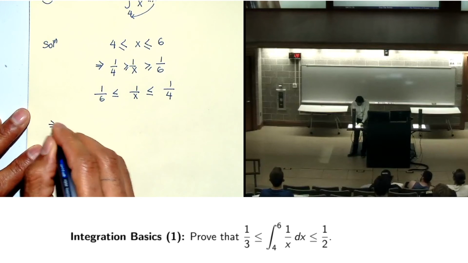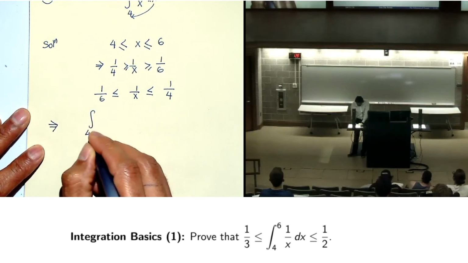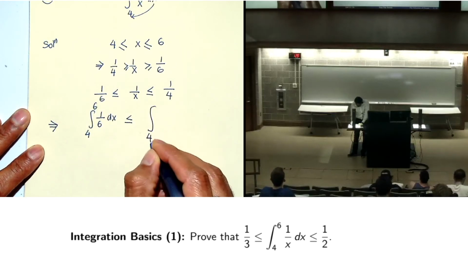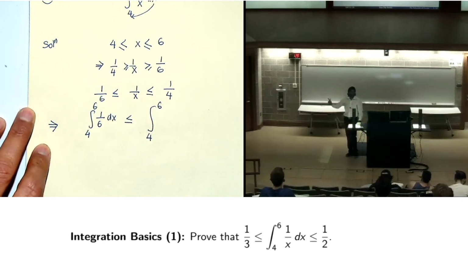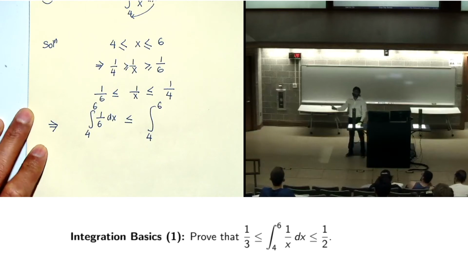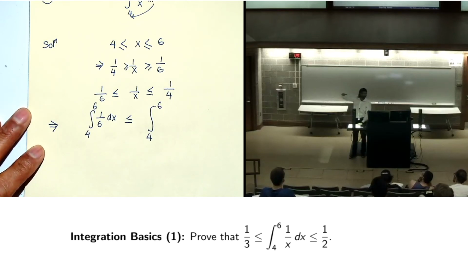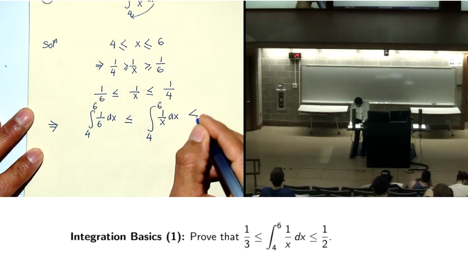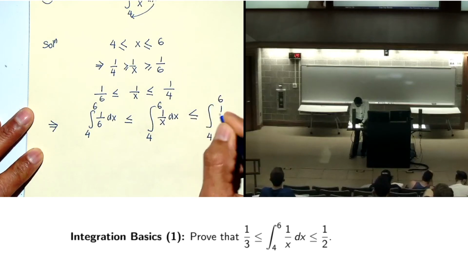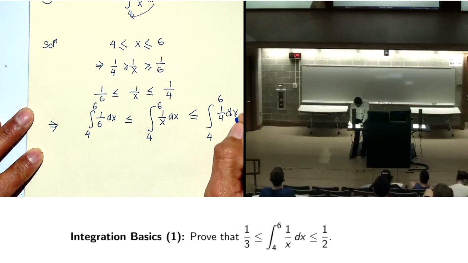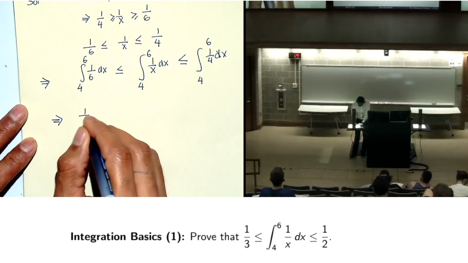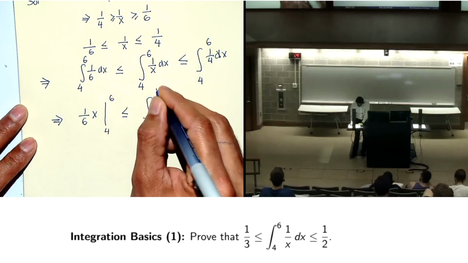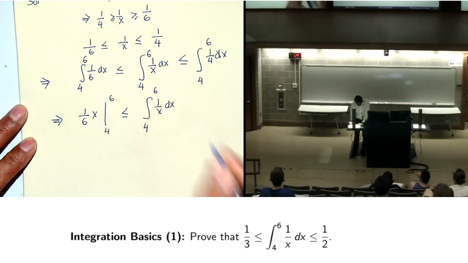And the integration of this, from 4 to 6, of 1 over 6 dx will follow this inequality also. This is the rule: if f is less than g, the integration of f is also less than the integration of g. Because if some function is below another function, the area is also going to follow the same inequality. And this is going to be from 4 to 6 of 1 over 4 dx. What is the integration of 1 over 6? I can integrate this function easily, but I don't know how to integrate 1 over x. I really don't want to integrate 1 over x even.